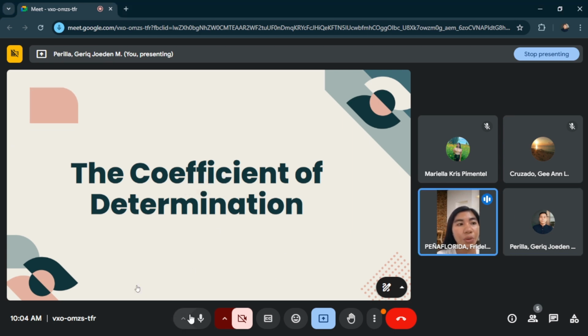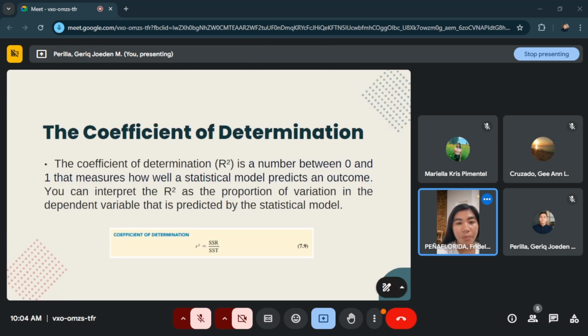Now, we will move on to the coefficient of determination. Next slide po. The coefficient of determination, or R squared, is the ratio of SSR to SST. Ito po yung number mula 0 to 1, which tells us the proportion of the total variation in the data that is explained by the model.